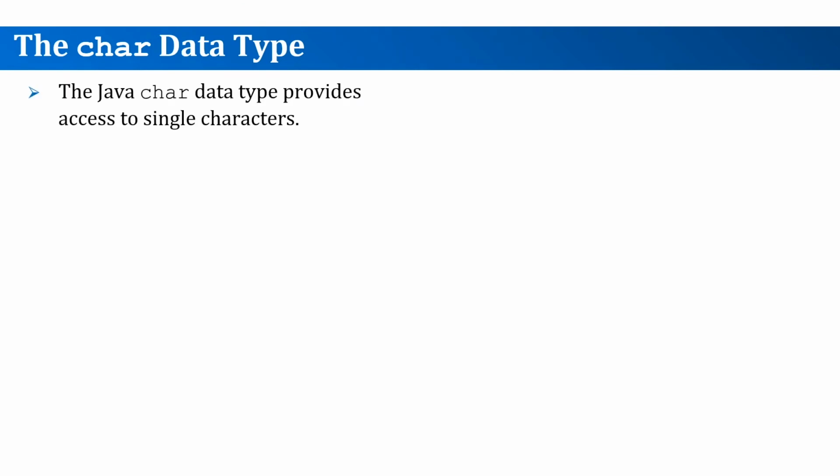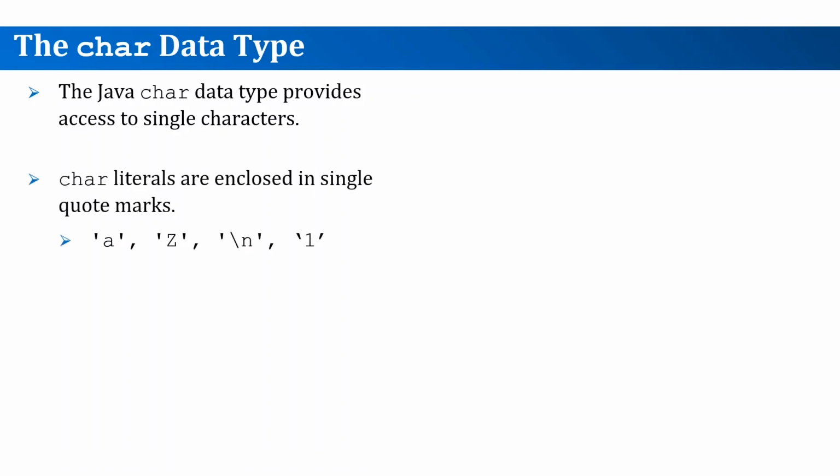The last primitive data type is char. Char data type can be used for a variable that will store a single character. Char literals are characters enclosed in single quotation marks. Remember, they could be escape sequences.